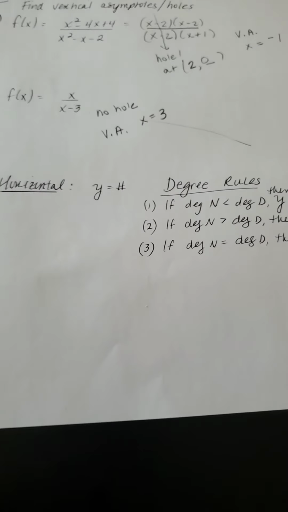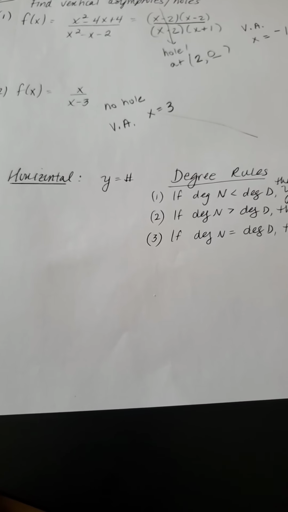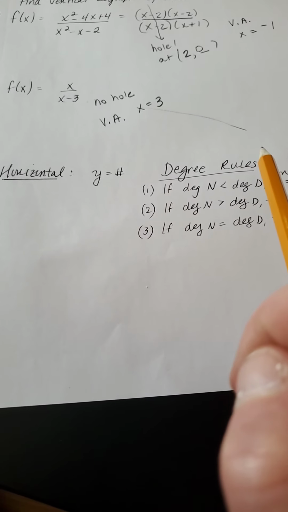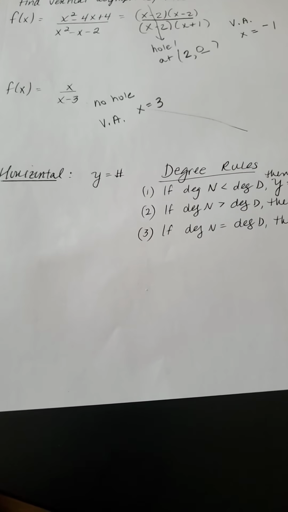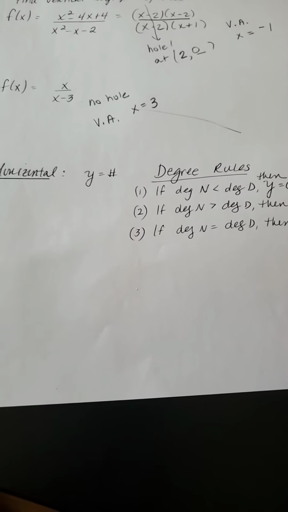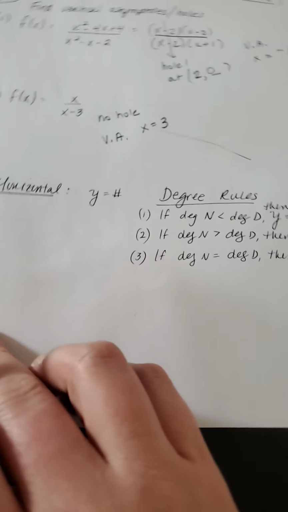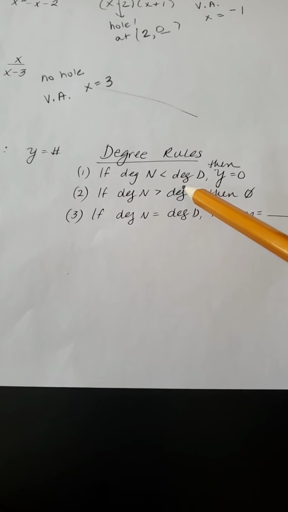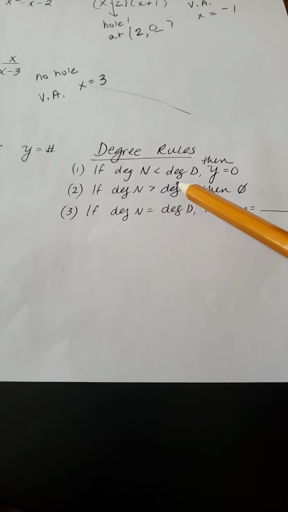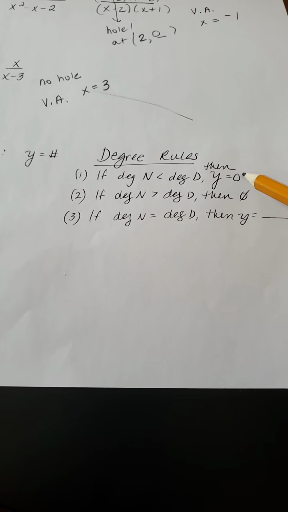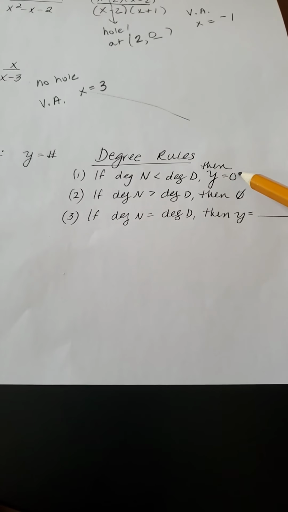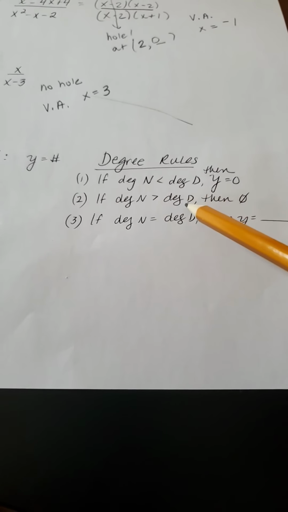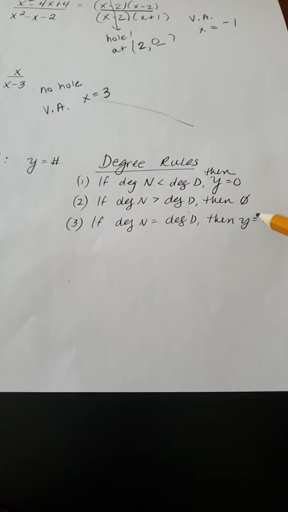For horizontal asymptotes, there are certain rules that have to be followed. Horizontal, remember, is a line that goes straight across, so it has a steady height. So it's in the form y equals. And it has to do with the degree. If the degree of the polynomial in the numerator is less than the degree of the polynomial in the denominator, then the horizontal asymptote is y equals 0. If the degree of the numerator is bigger than the degree of the denominator, then there is none.